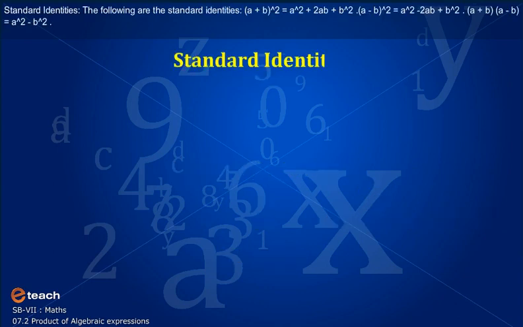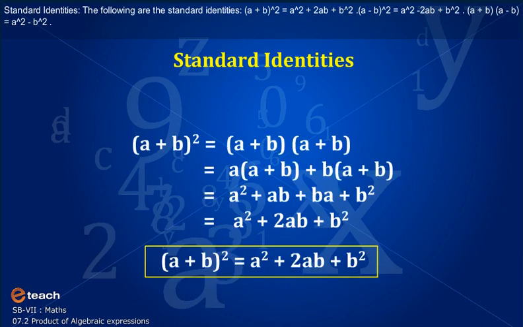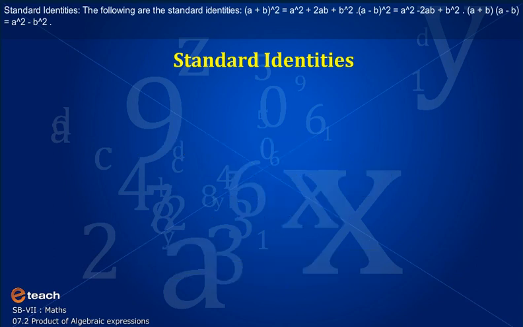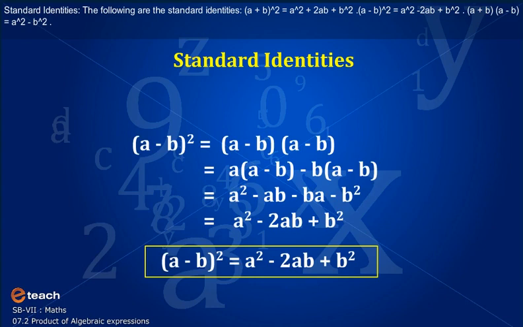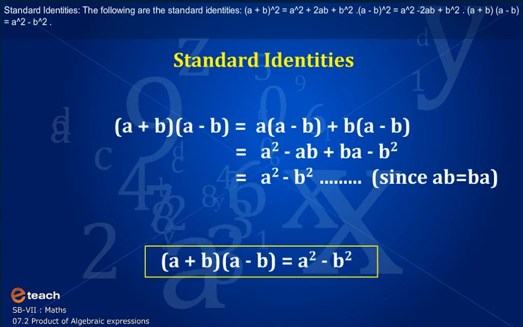Standard identities. The following are the standard identities. a plus b whole square is equal to a square plus 2ab plus b square. a minus b whole square is equal to a square minus 2ab plus b square. a plus b into a minus b is equal to a square minus b square.